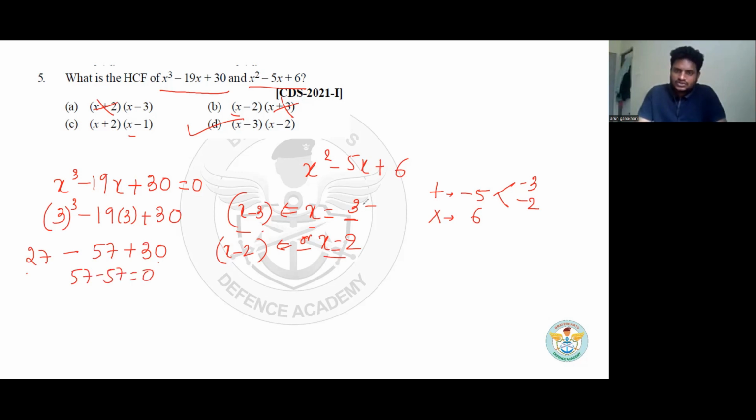So the number, what we assumed, x equal to 3, is what? Correct. Understanding this? This is how we have to solve. And then we have to check for x equal to 2 also. If I check for x equal to 2, my number will become what? x cube minus 19x plus 30.